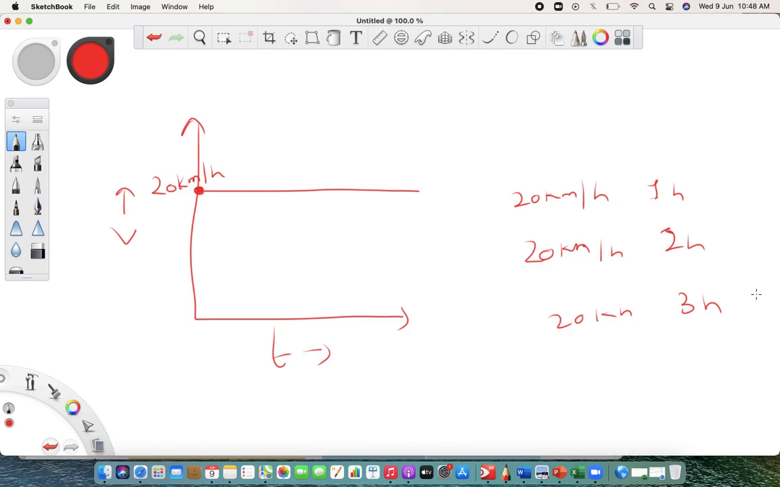Understood what I am saying? The speed is not increasing, right? So it is still the same 20 kilometer per hour. The speed is 20 kilometer per hour. Okay. So here this is uniform motion.